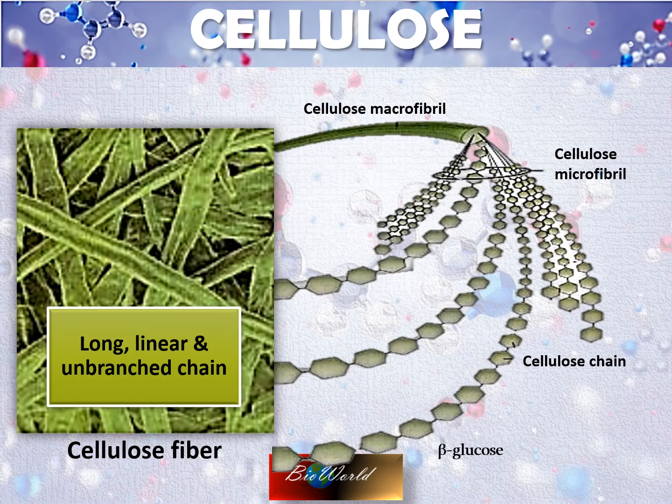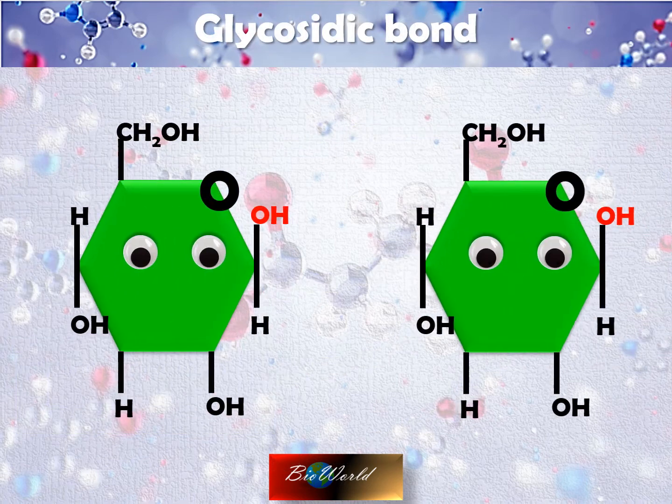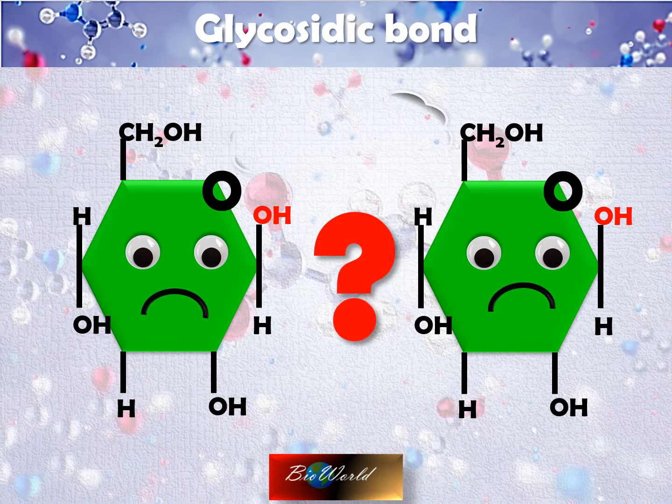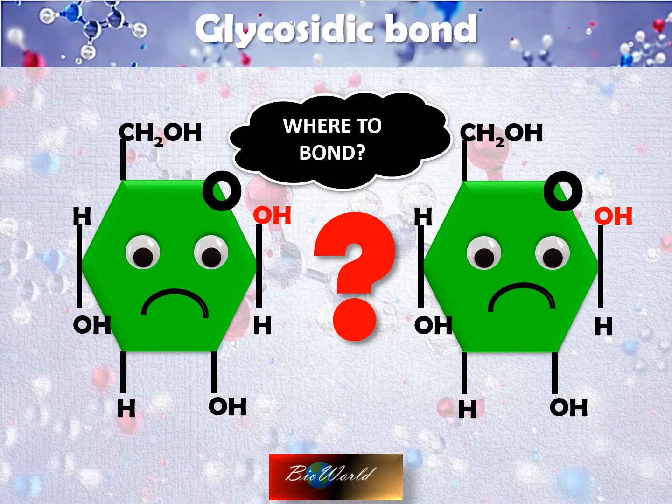Let's have a look at how beta-glucose condenses. For condensation to happen, the two monosaccharides must be side by side. But when two beta-glucose molecules are placed side by side, there is a problem. The hydroxyl group is parallel to a hydrogen group. Condensation will not occur. So then, how will two beta-glucose molecules condense?